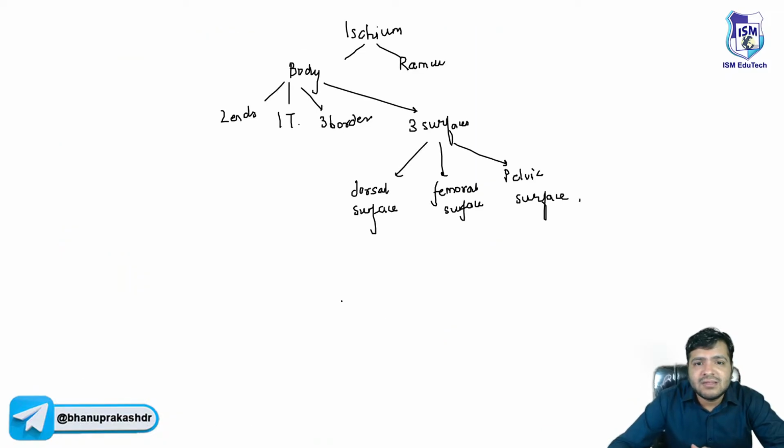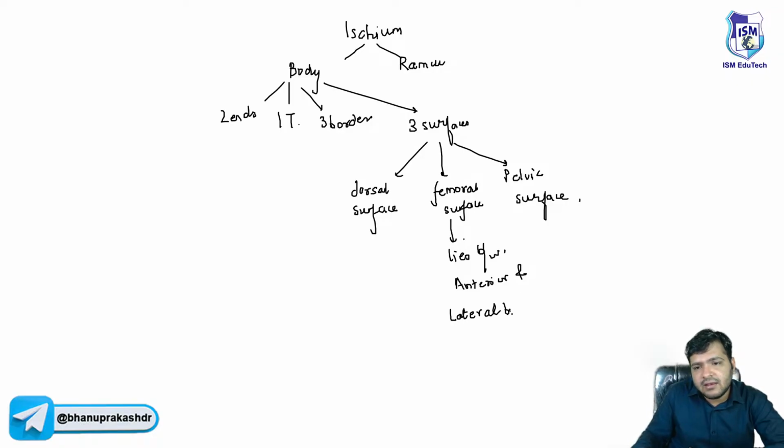So the femoral surface, which is facing towards the femur, beta, remember it lies between the anterior and lateral border. It lies between anterior and lateral border. Okay.